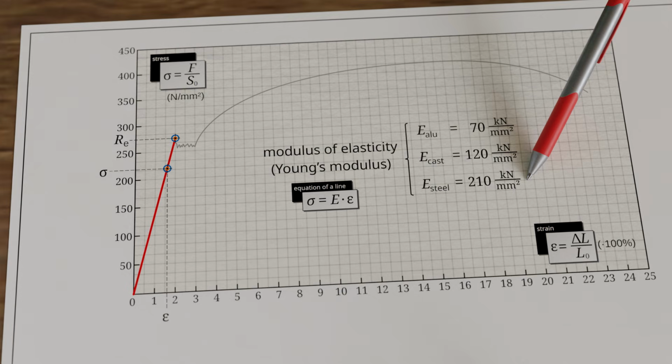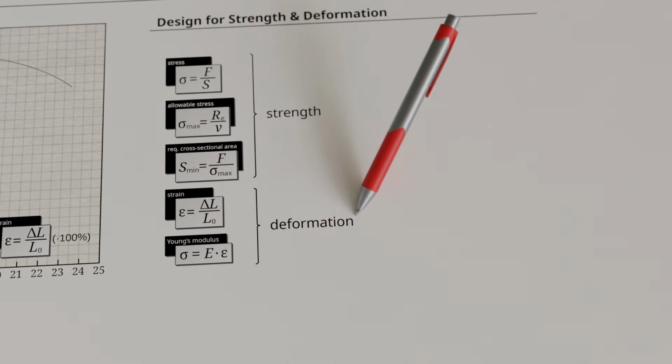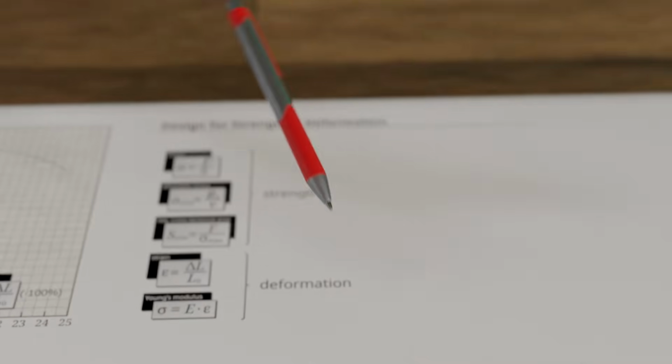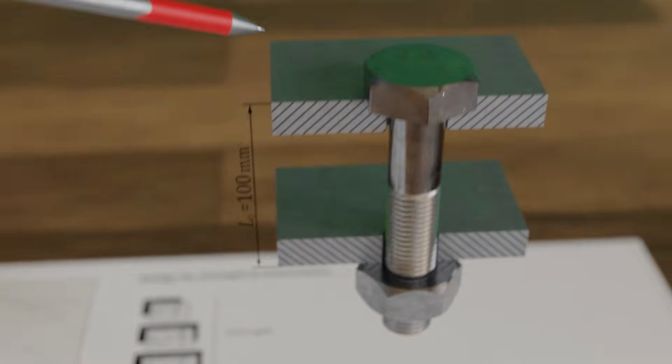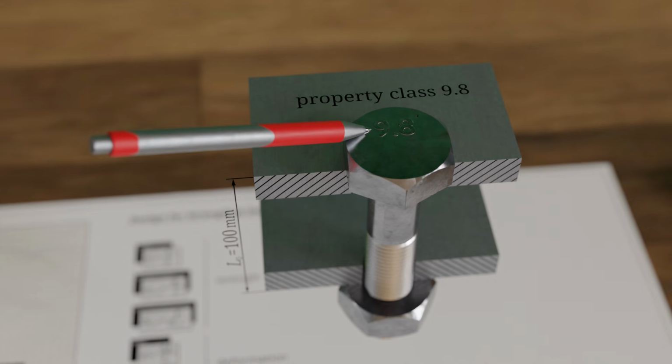The larger the Young's modulus, the less the material deforms under a given stress. All important formulas for dimensioning based on strength and deformation criteria are summarized once again. Consider the following example. 2 plates are spaced 100 millimeters apart. A hex bolt of alloyed steel with a metric ISO thread of property class 9.8 clamps the plates together.